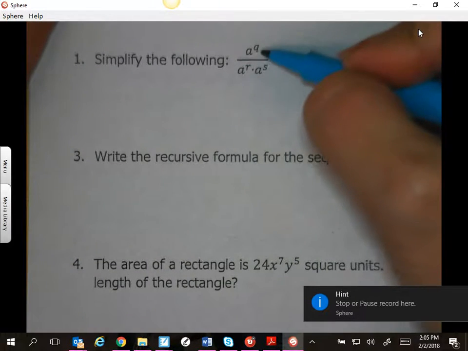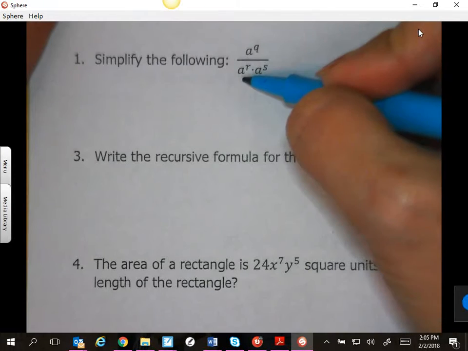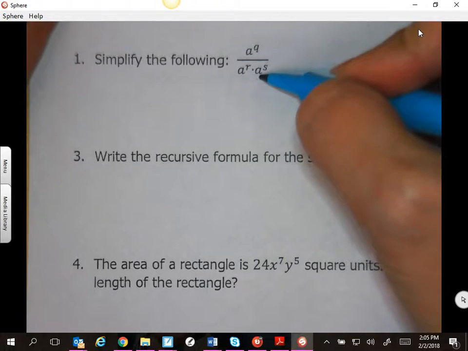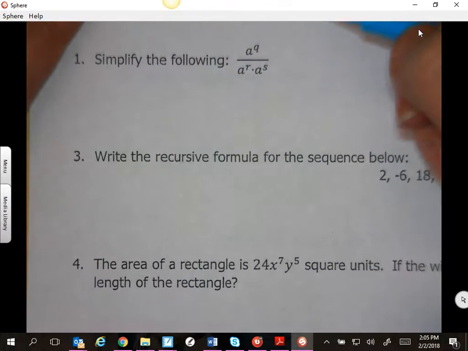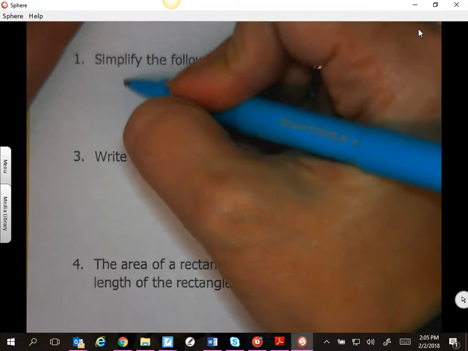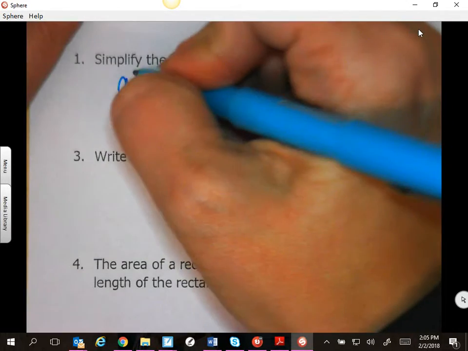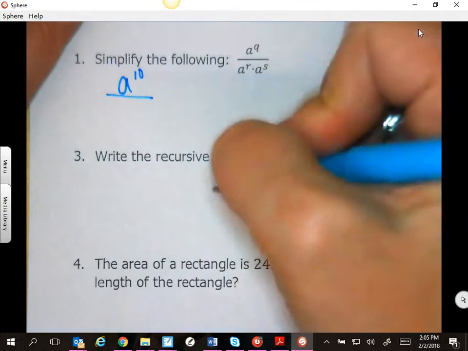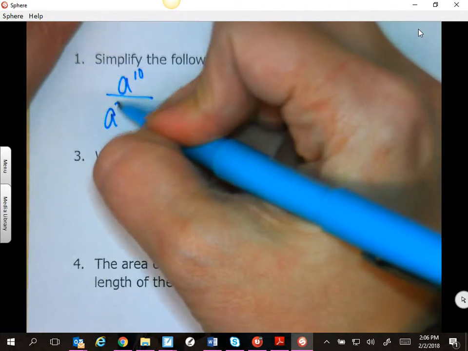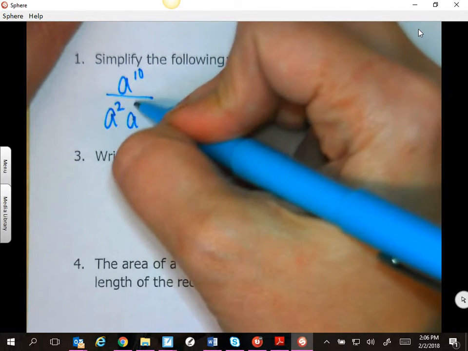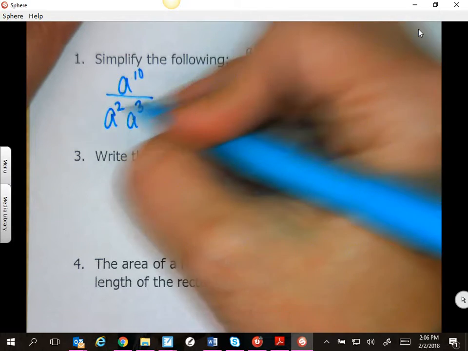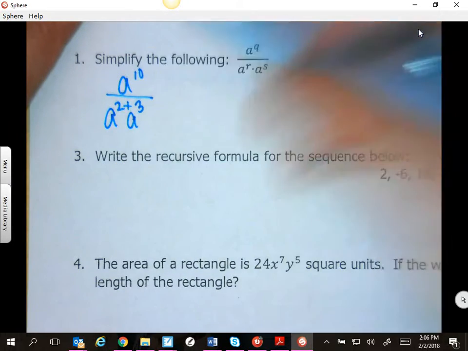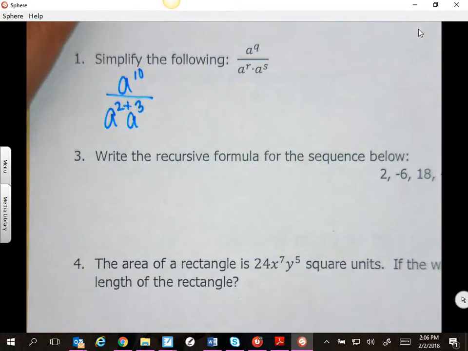a to the q over a to the r times a to the s. You can write this two different ways, and if you're unsure, I would suggest that you plug in a number. Maybe we say q is 10, and r is 2, and s is 3. These are on the denominator. They have like bases. We know we need to add them. And then this is dividing, so we know that we need to subtract.